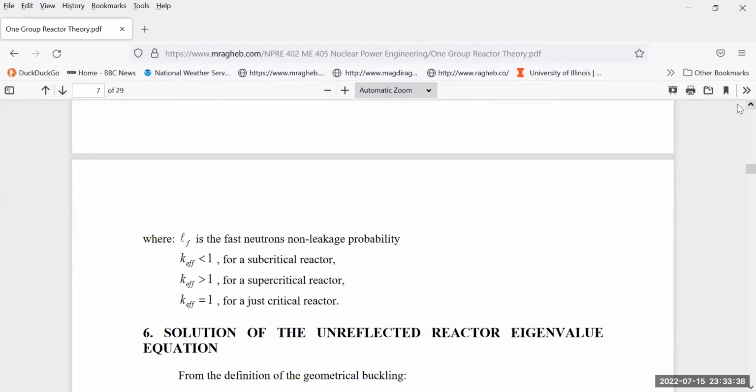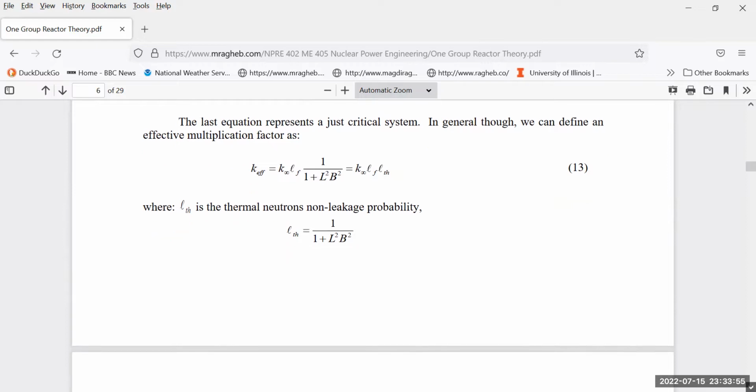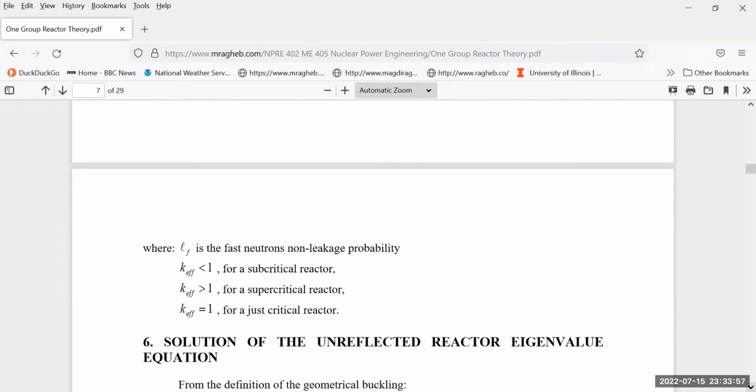The important reason why we write the equation in that simple form, that the effective multiplication factor is equal to the infinite medium multiplication factor times the fast non-leakage probability times the thermal non-leakage probability, is simply to identify the situation of the system that we have on hand. If it is equal to 1, as we derived earlier, this is what we designate as a just critical reactor, a reactor that can sustain a self-sustained chain reaction.